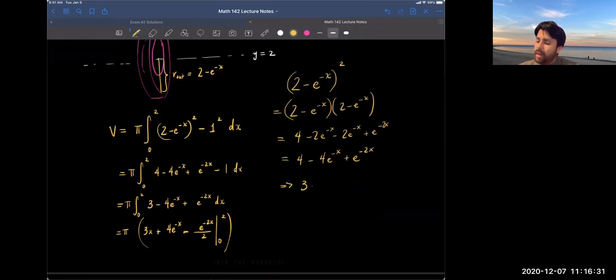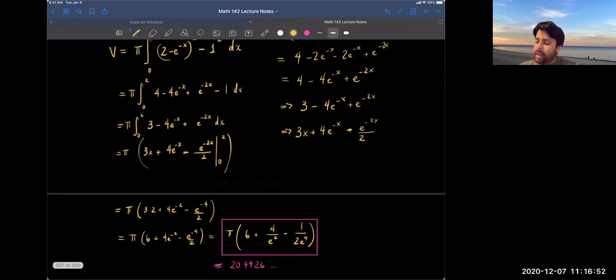And then I subtract the 1, and then I get this. I get 3 minus 4. This is so far so good. Plus e to the negative 2x. And then when I antiderivative it, I get 3x minus 4 e to the negative x divided by negative 1. This becomes plus. This becomes plus e to negative 2x divided by negative 2. This becomes a minus 2. So far, so good. And then when I plug in the 2, I get 6 plus 4e to the negative 2 minus e to the negative 4.